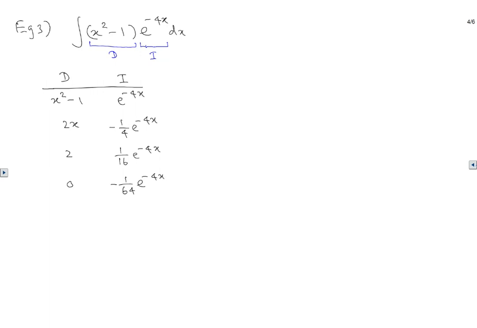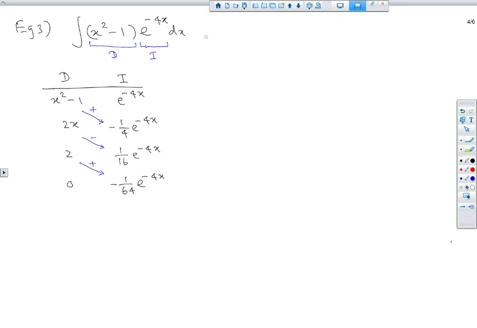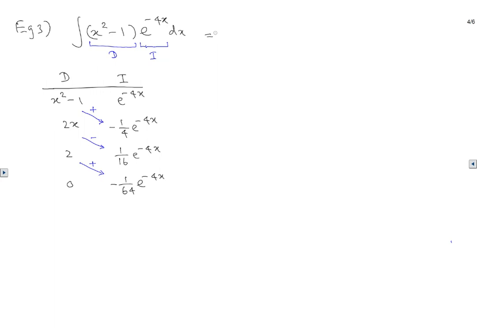Now we're going to multiply them diagonally. So let's multiply them diagonally. We're going to multiply these first, and then these two, and then those two. Okay, so we start with the plus sign, minus sign, plus sign. Good. So we can write the formula now. So the answer is, you can see, equal. We're going with a plus sign, but there's a minus sign there. We now write numbers first. So when you multiply those two together, so what's going to happen? Negative 1/4 x squared minus 1 e to the negative 4x.